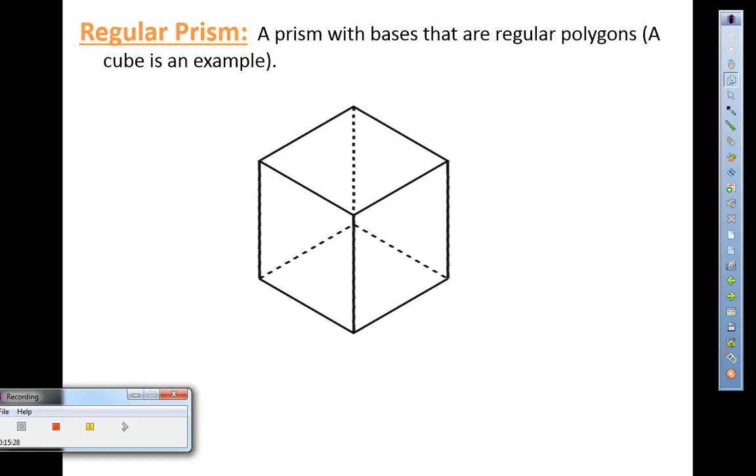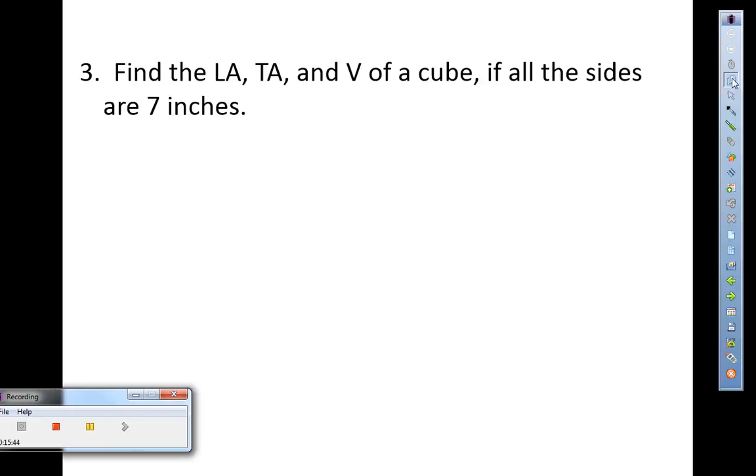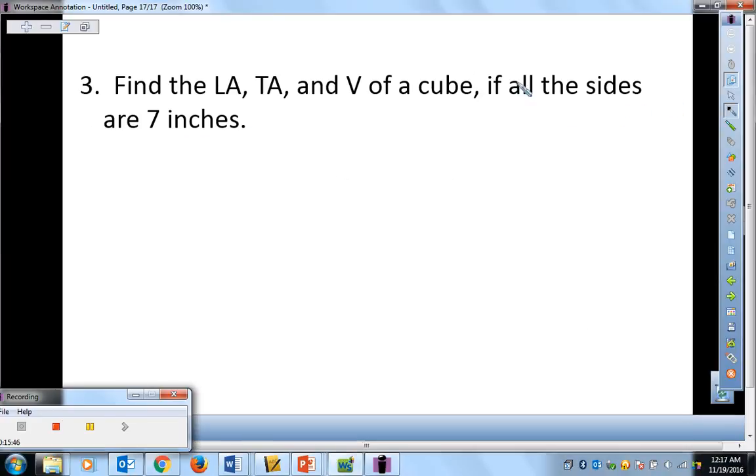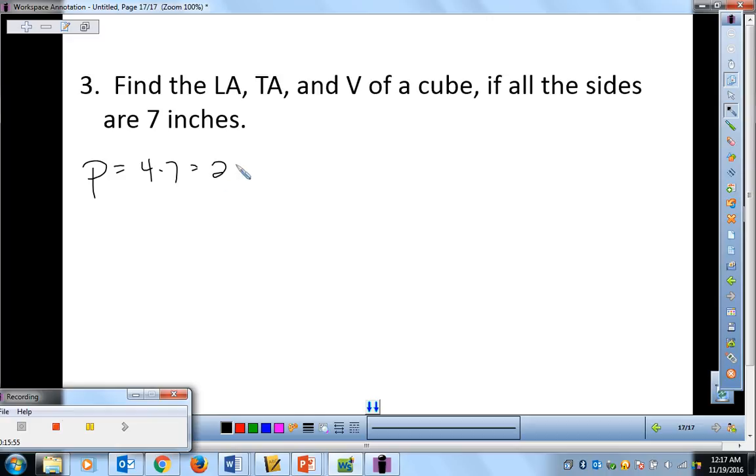One last quick example. A regular prism, we've talked a lot about regular figures. All the angles and all the sides are the same. So a regular prism that we'll deal with is a cube. Think of like a die playing a game. A die is a regular prism. So lateral area, total area, and volume of all the sides are 7 inches. So again, perimeter, there are 4 of them. 4 times 7 would be 28 inches. The height that's given to us, that's 7 inches.